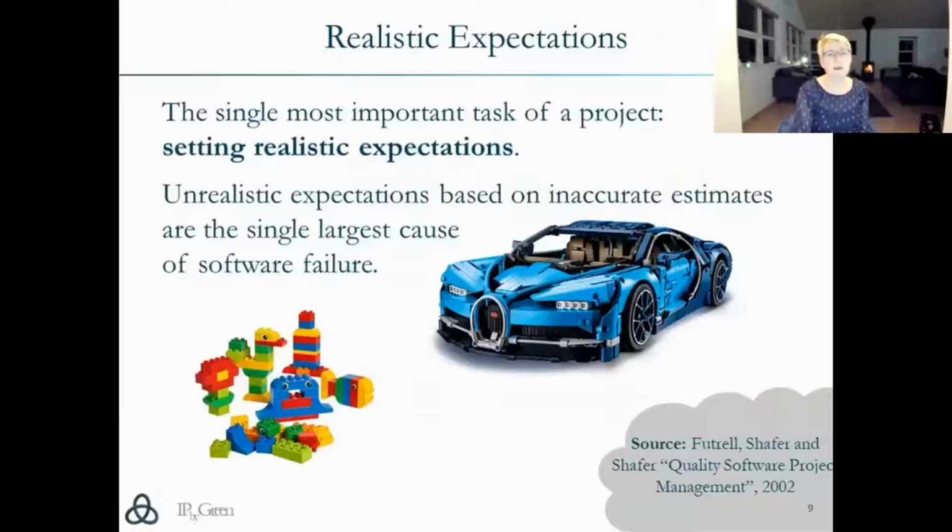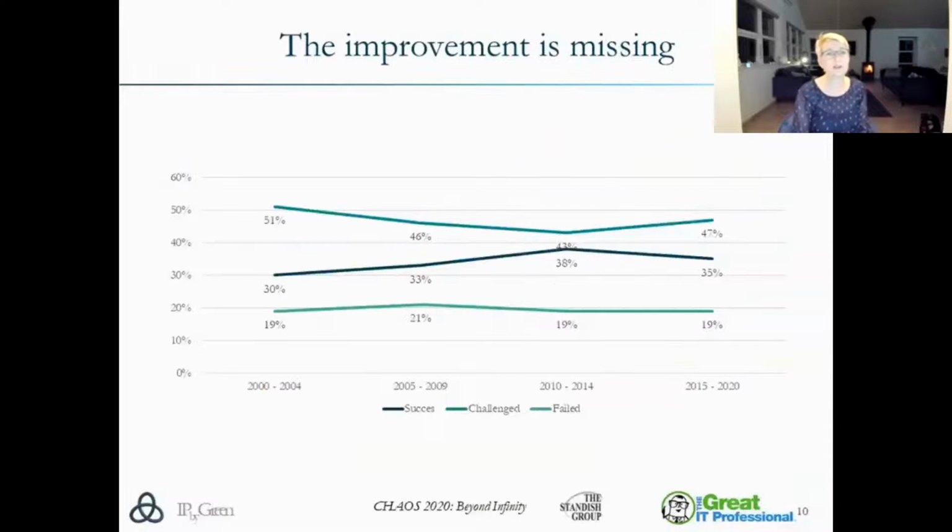One of the things that I see when I'm dealing with critical or complex projects, and especially those that don't go the right way or become challenged projects, is setting realistic expectations. I clearly remember reading in the 2002 book, Quality Software Project Management, a statement that the single most important task of a project is setting realistic expectations, and that unrealistic expectations based on inaccurate estimates are the single largest cause of software failure.